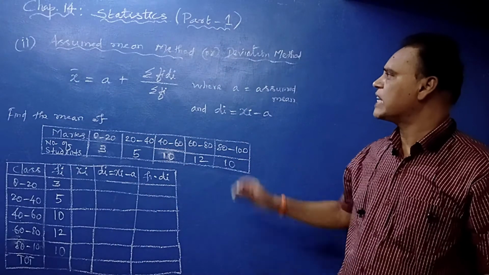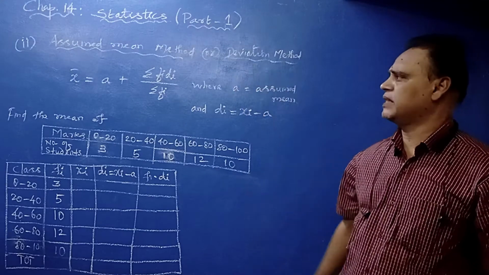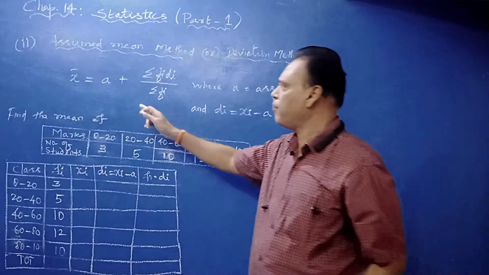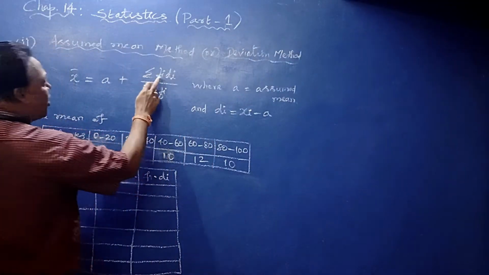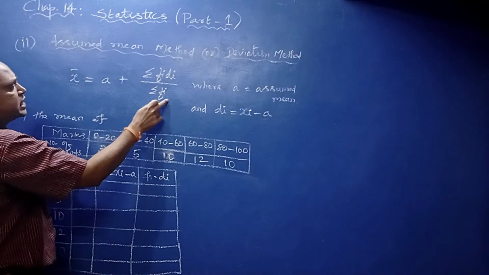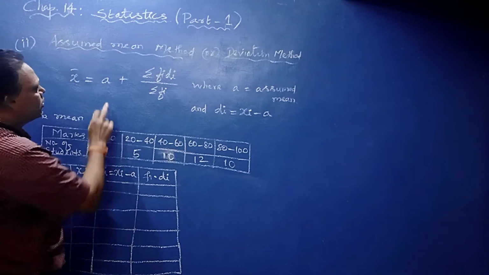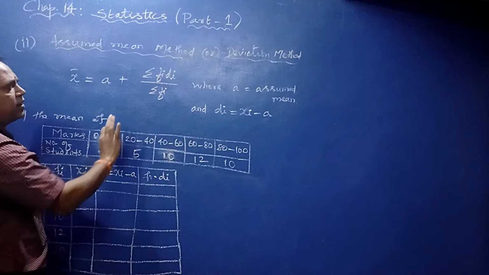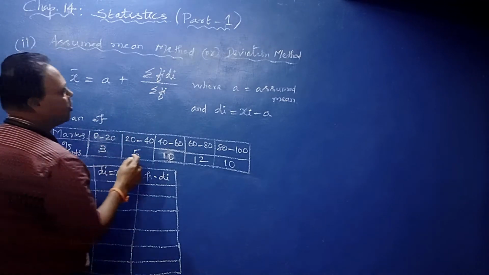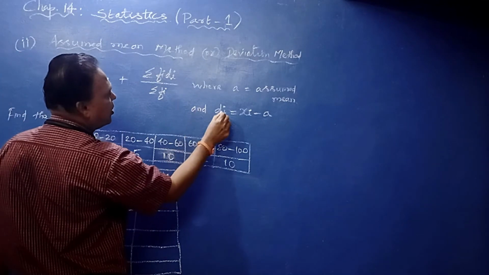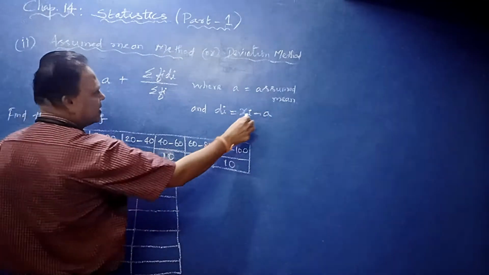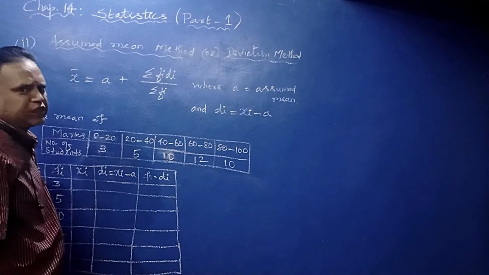So next we will see the Assumed Mean method, or deviation method. It is called the deviation method. So x bar equals a plus sigma fi into di divided by sigma fi. What is a? It means Assumed Mean. Then di, you know about fi. Clear? Fi is frequencies. Now this di equals what? Xi minus a. You know xi. Xi means what? Observations. Clear?